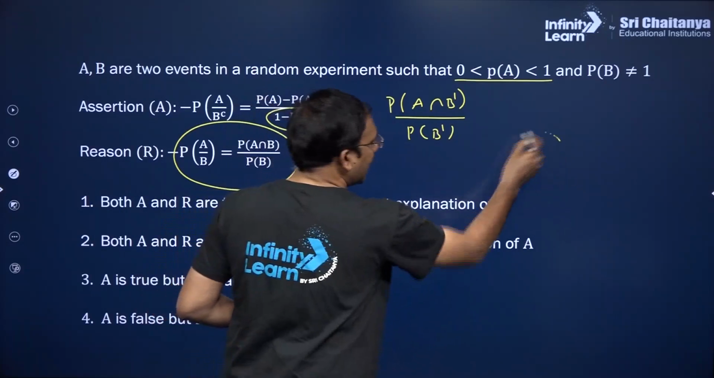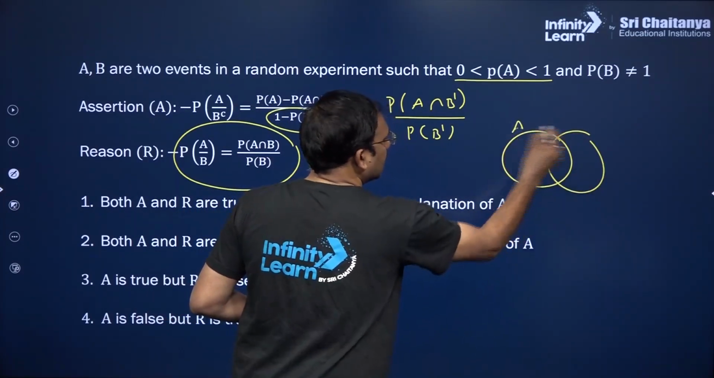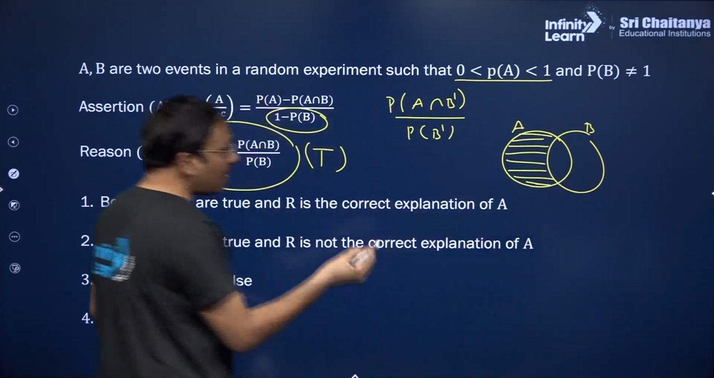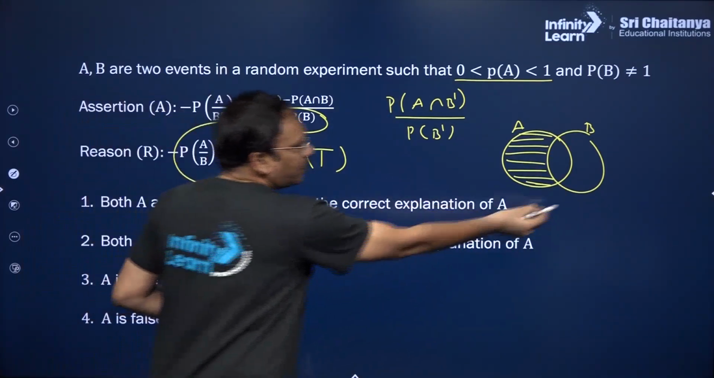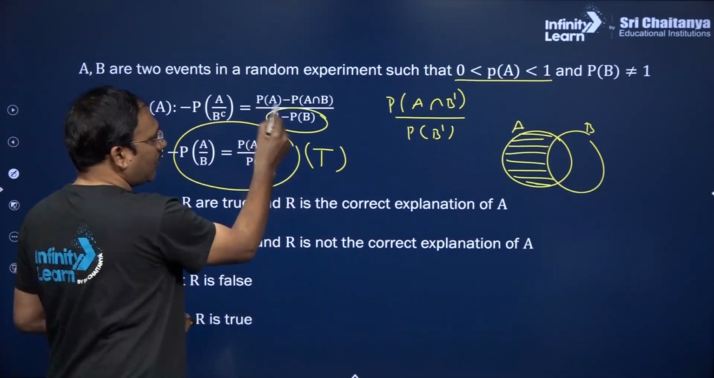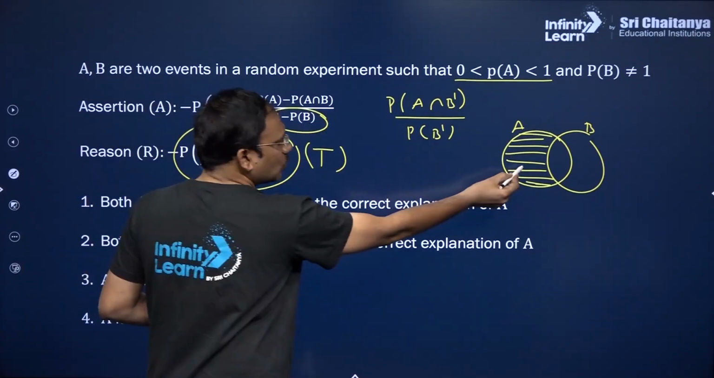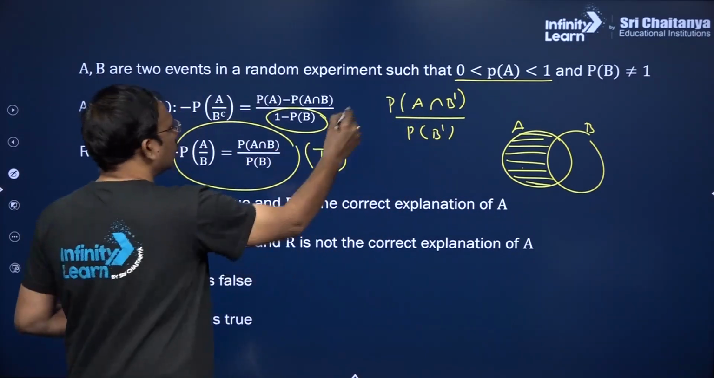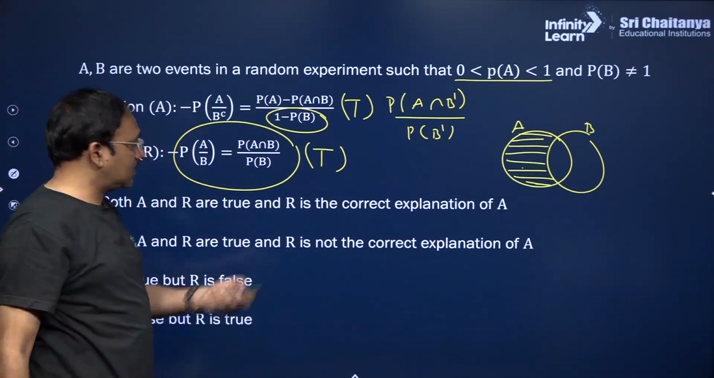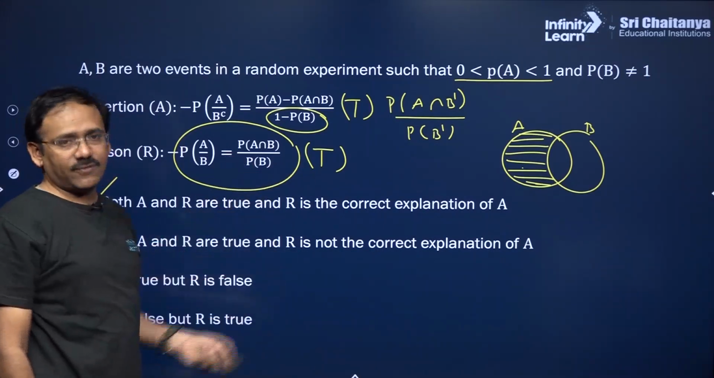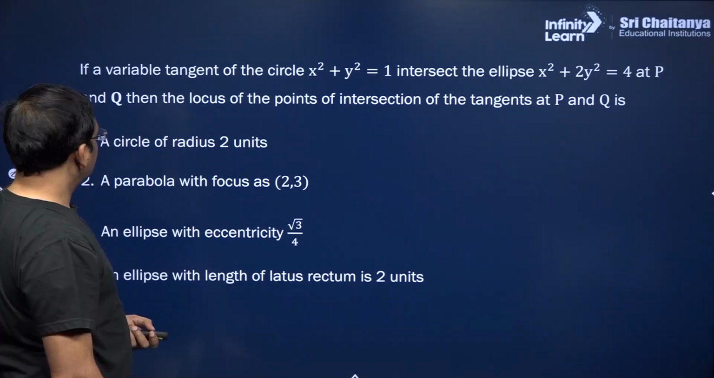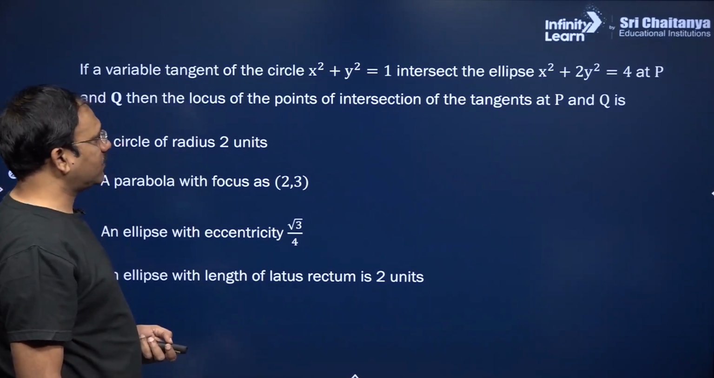A intersection B dash, in the sense, my dear friends, A intersection B complement is nothing but A minus B. A minus B you can also write like P of A minus P of A intersection B, because they are disjoint. P of A minus P of A intersection B is going to give A minus B, which is this. So this statement is also correct, my dear friends. So both the statements are correct, and it is a correct explanation even, because this is the basic definition to simplify this, right?